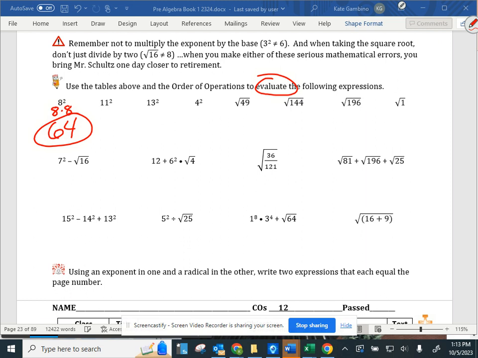Do you have to write it in expanded form? It does not say show your work. So you do not have to write it in expanded form. You can write what the answer is.